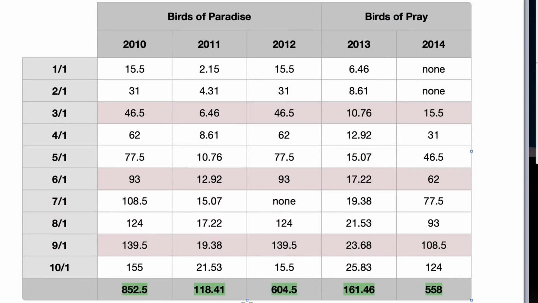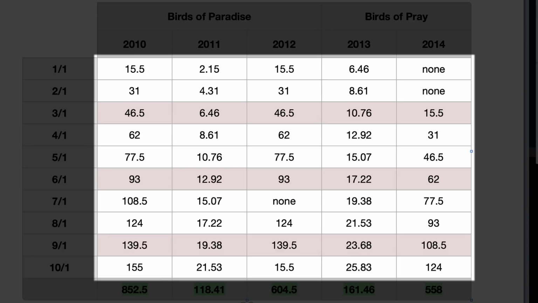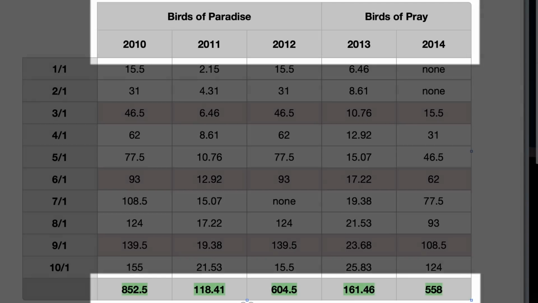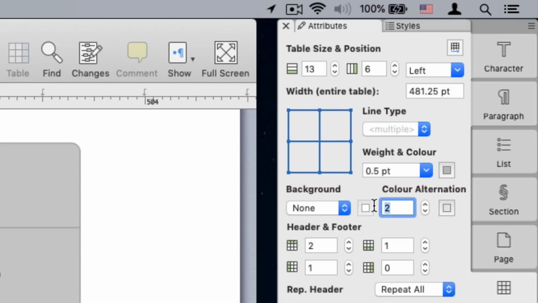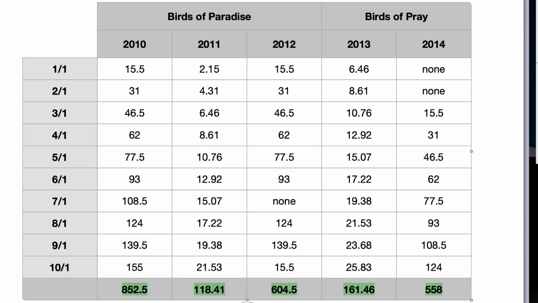Color alternation affects only normal cells, that is, only cells that are not header or footer rows or the leading or trailing columns. Set the color alternation to 0 to turn off color alternation.